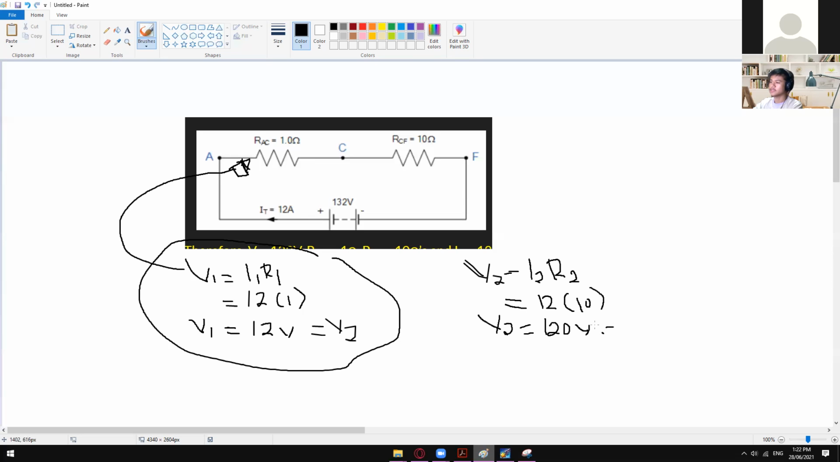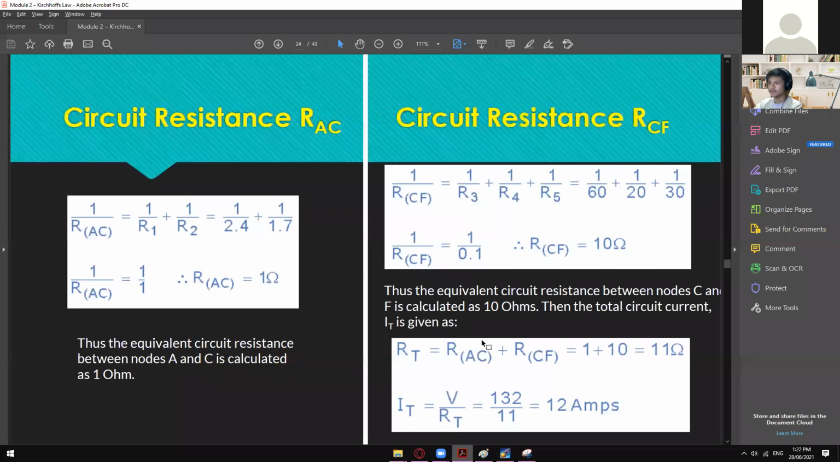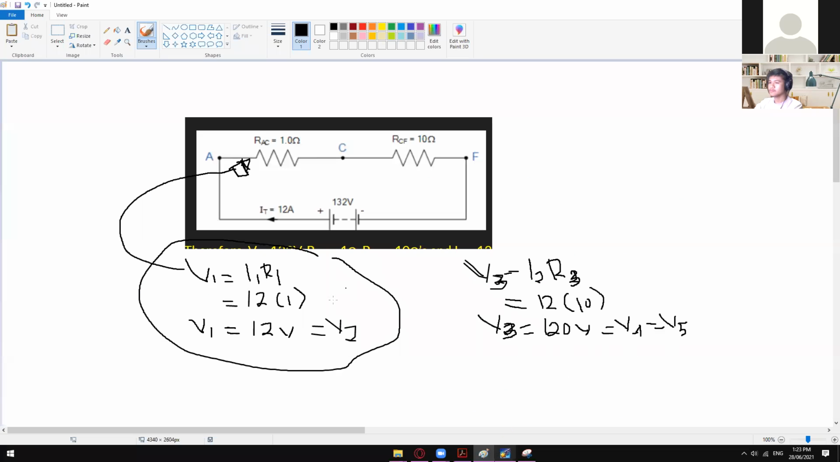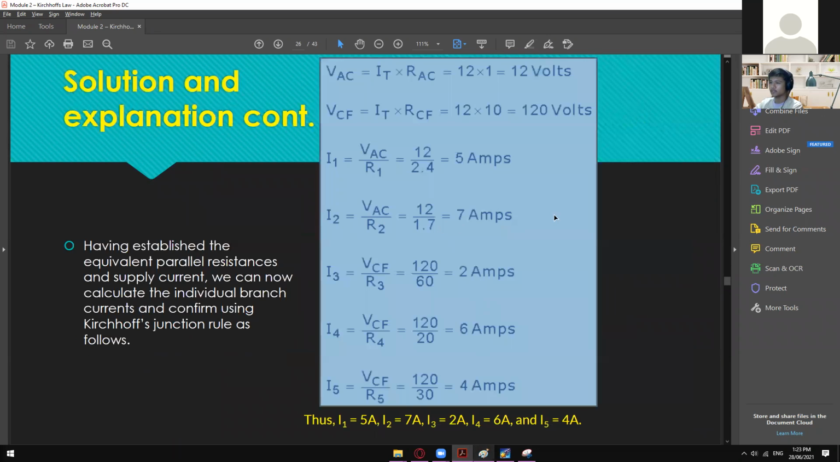This one is also the same, my bad. Let's just make this one V3, and this one is R3. V3 is equal to your V4 and then V5 since we have three branches on that one. So your V1, V2, V3, V4, and then V5: 12 volts for V1 and V2, and then 120 volts for V3, V4, and V5. Then just substitute that using these formulas right here, and you will get those individual currents.